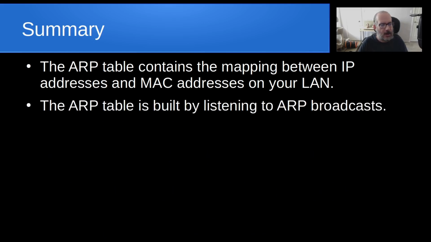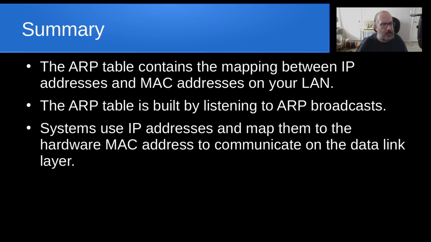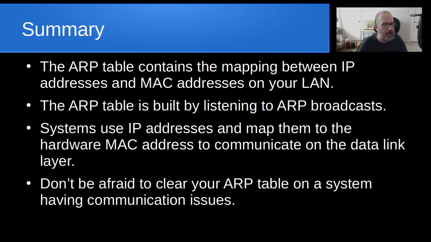So in summary, the ARP table contains the mapping between IP addresses and MAC addresses on your local area network. And the ARP table is built by listening to ARP broadcasts. Systems use IP addresses and map them to the hardware MAC addresses to communicate on the data link layer of the OSI model. And don't be afraid to clear your ARP table on a system where you have communication problems, and you can do that with the Linux command sudo ip -s -s neigh flush all, because sometimes it's just time to clear your ARP table.